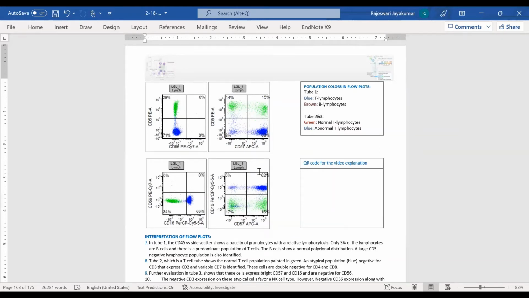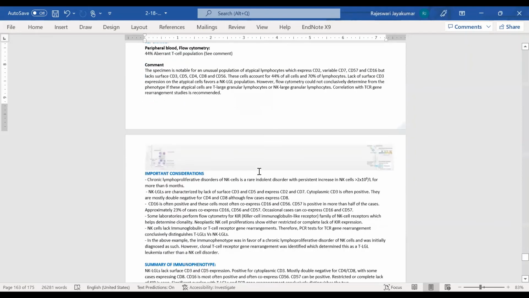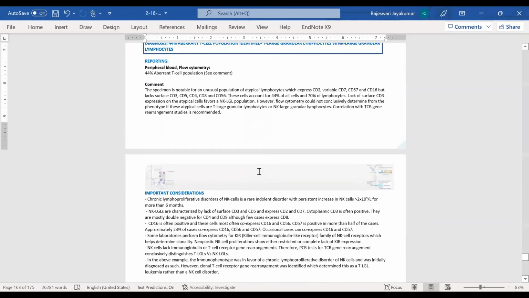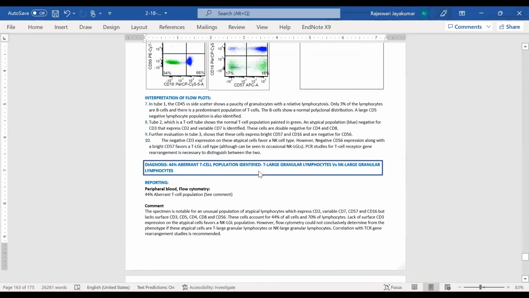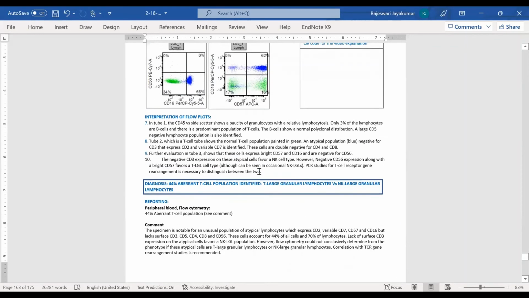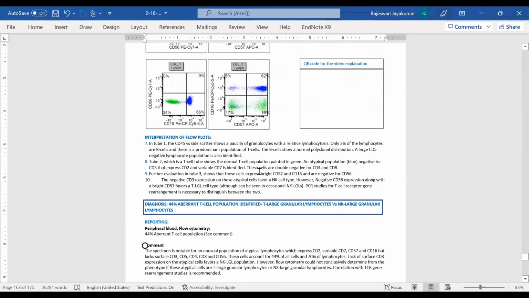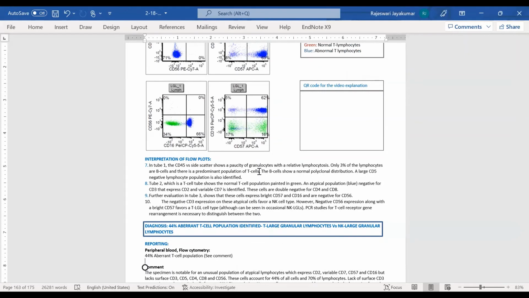I have to admit that when we initially got the flow for this case, we thought, oh wow, it's negative for CD3, it is positive for CD2 and CD7, it has CD16 and CD57, so it's probably NK cells. And the patient has been having this persistently for years, and clinically they called it chronic lymphoproliferative disorder of NK cells, and the patient actually satisfied the criteria for it. But when we subjected this to PCR, we found that T cell gene rearrangement was positive. So then we revised this to be just LGL proliferation and not NK cell proliferation. I want to emphasize that when you see something like this, although it looks like NK cells, you have to do your PCR to differentiate between the two.